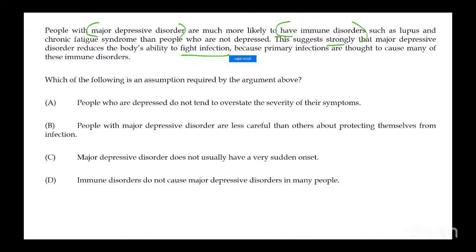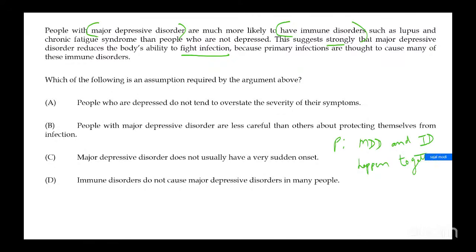And inability to fight infection would mean immune disorder, because your body is not capable enough to fight infection. So you have immune disorders, right? Because primary infections are thought to be the cause of many of these immune disorders, right? So what the author is saying, I'll put it simply, the premise is that major depressive disorder and immune disorder, it is observed that they happen, let's say, together.